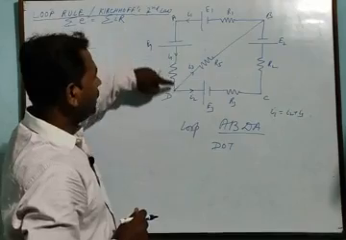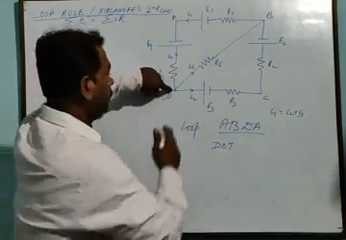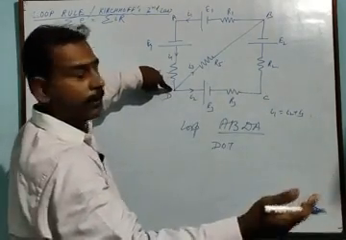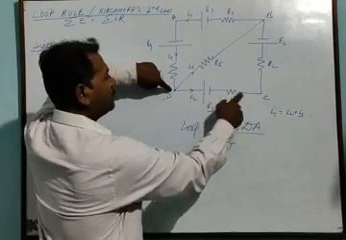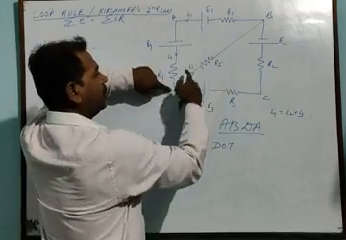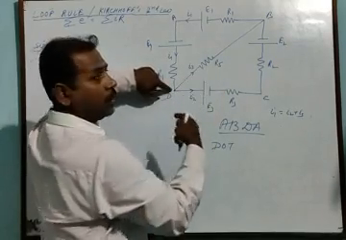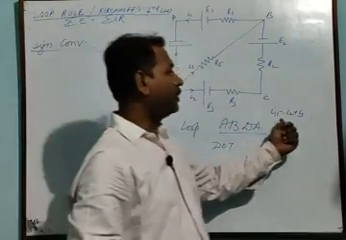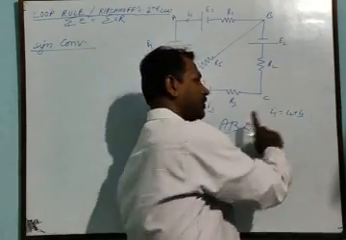So current entering at D is I1, but from D there are two paths to move forward. So if any current is passing, I2 is flowing in this path and I3 is going through this path, that means the sum total of the outgoing current must be equal to the incoming current. So we can write I1 equal to I2 plus I3. This is the first law we are applying.